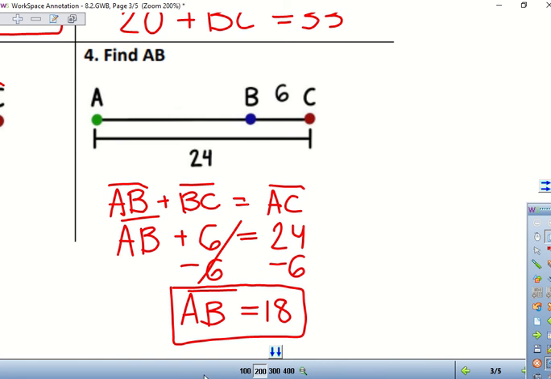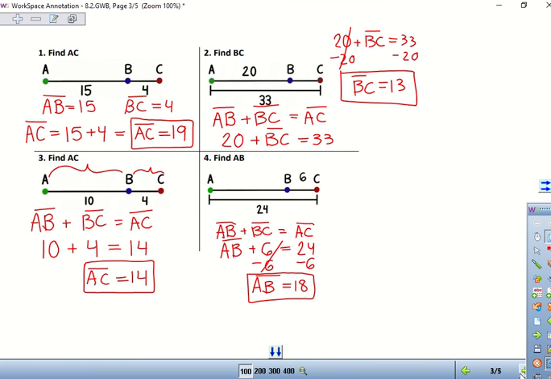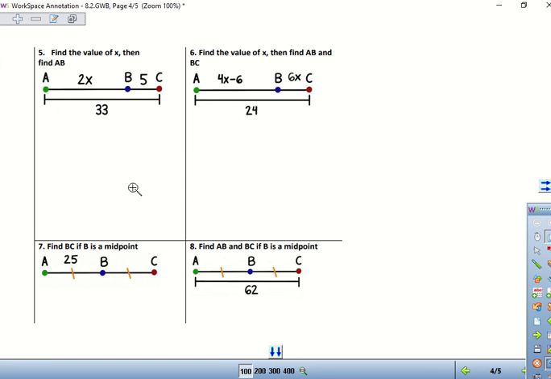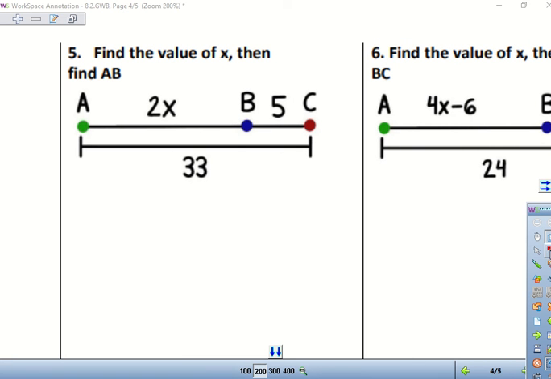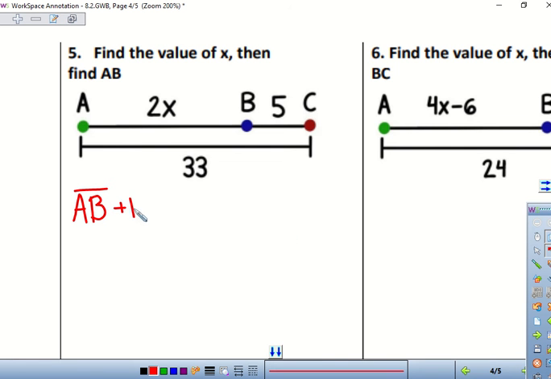Okay. So now we're going to move into the next set of problems. It says find the value of x and then find AB. So this is why I was showing you how we would set up the equation, because that's going to be required on some of these, right? See this one here? We're going to have to set up our equation. AB plus BC is equal to the whole length, which is AC. And we're going to fill in what we have.